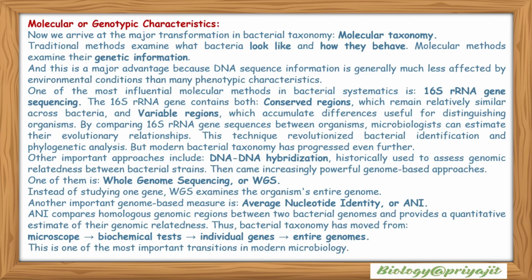Molecular or genotypic characteristics. Traditional methods examine what bacteria look like and how they behave, but molecular methods examine their genetic information. So one of the most influential molecular methods in bacterial systematics is 16S rRNA gene sequencing. DNA hybridization, whole genome sequencing, average nucleotide identity, etc. are the other methods.